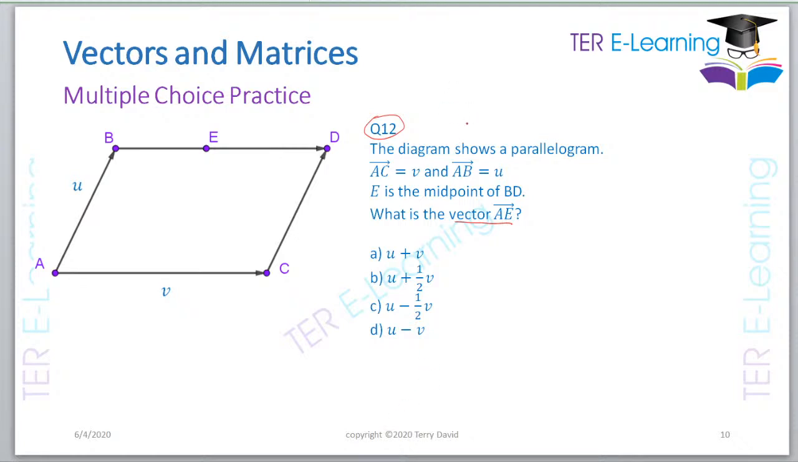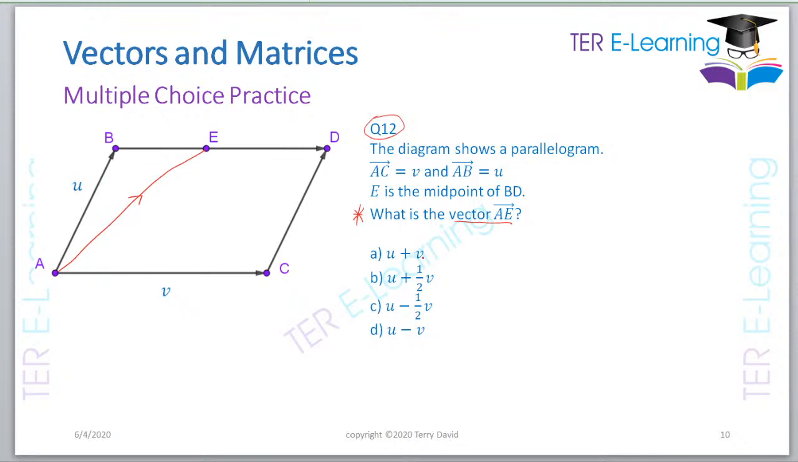Let's take a look at the question. The diagram shows a parallelogram where AC is equal to V, AB is equal to U, and E is the midpoint of BD. What is the vector AE? So the first thing you need to understand is what the question is asking for. The question wants to know the vector AE. So the vector AE is actually this vector here. That is what the question wants to know.